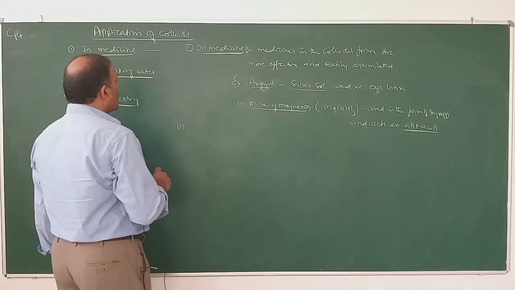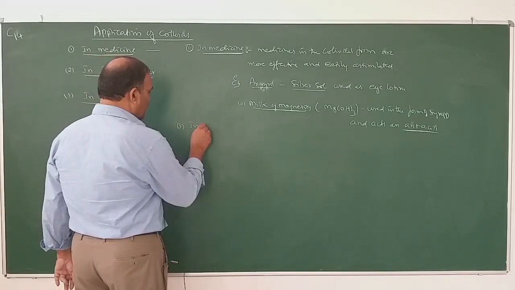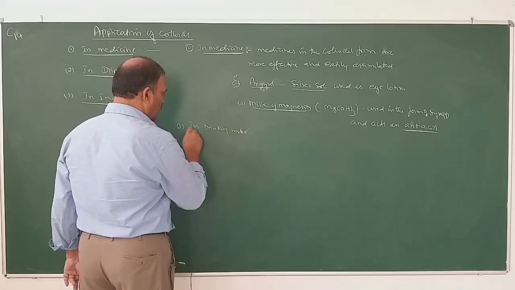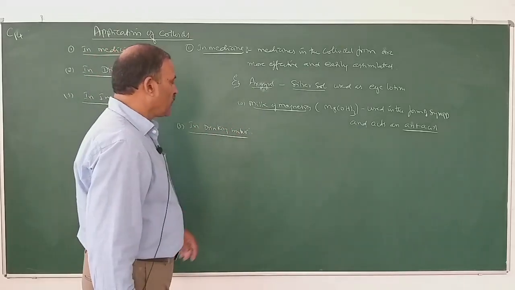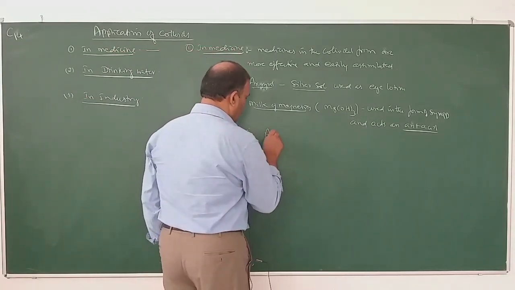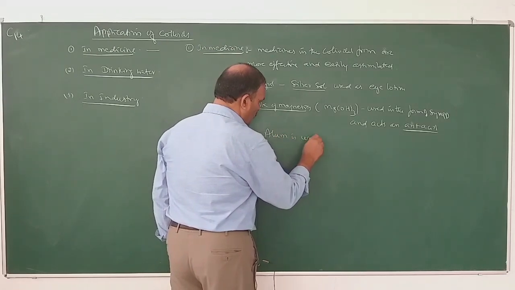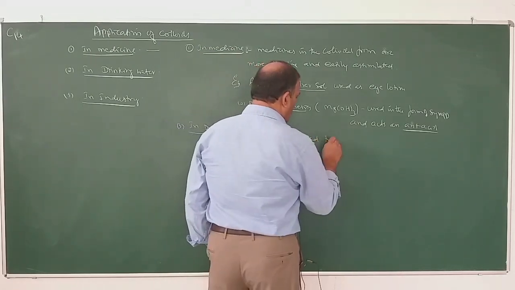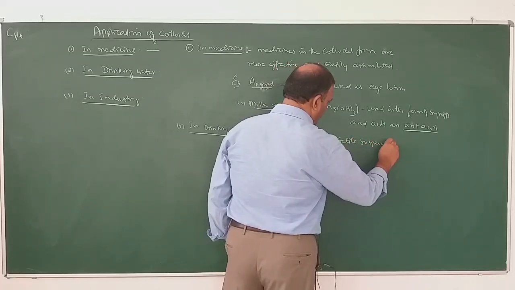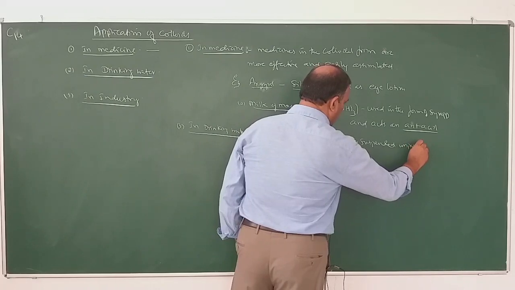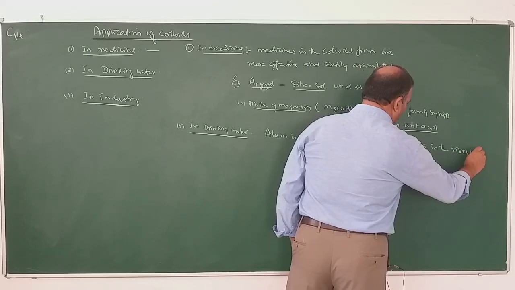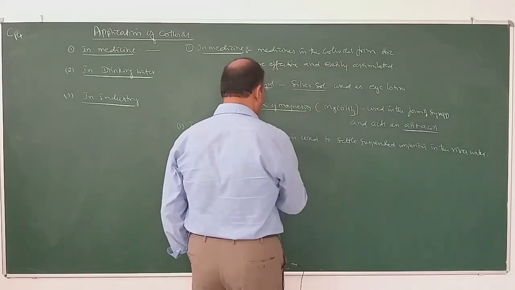Coming to the application of colloids in drinking water. In the purification of river water, we will use alum. Alum is used to settle suspended impurities in the river water. So what is alum?